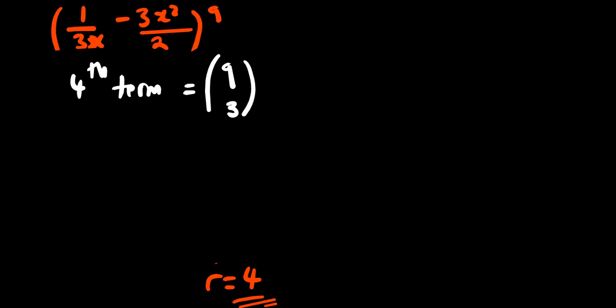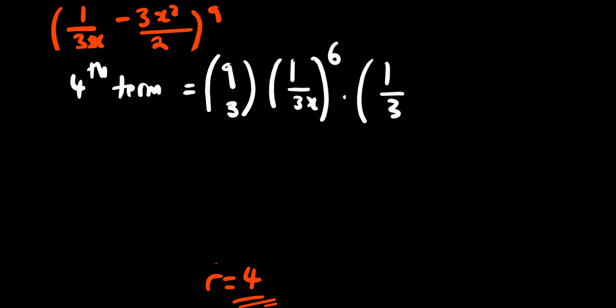Then I'm going to have 1. The first one is 1 over 3x. This would be the power n minus r. In this case our r is 3, so it will be 9 minus 3, which will just give us a 6. Then I come to the second one, which is 1. These are multiplying, which is 1 over 3x.